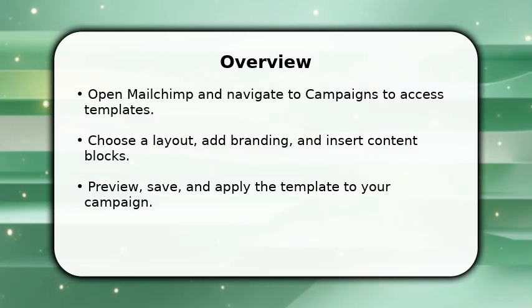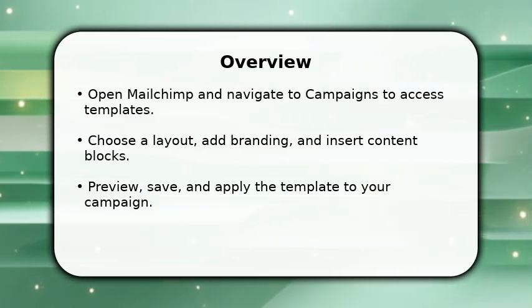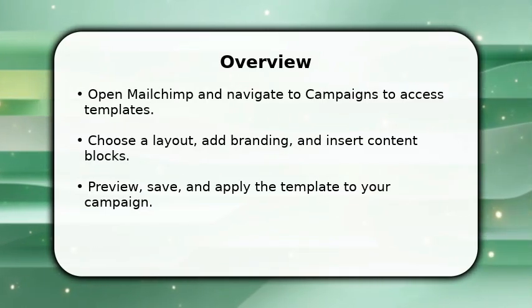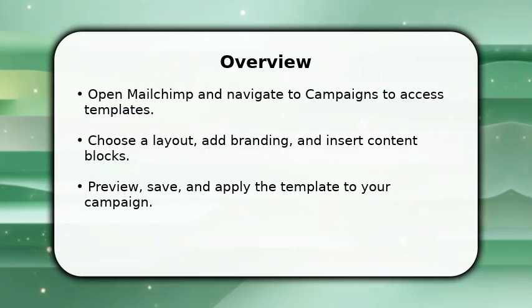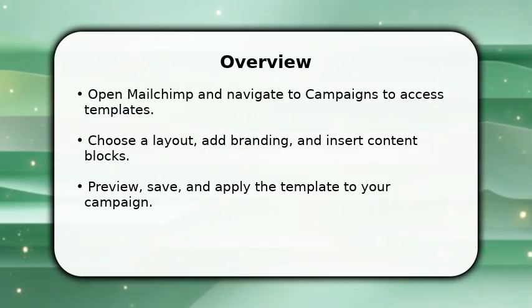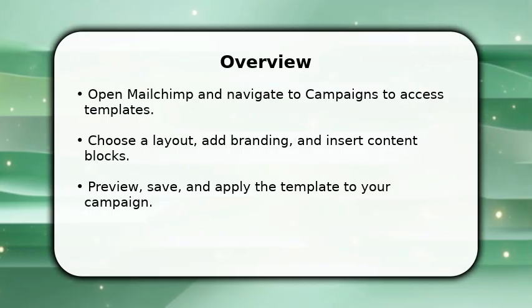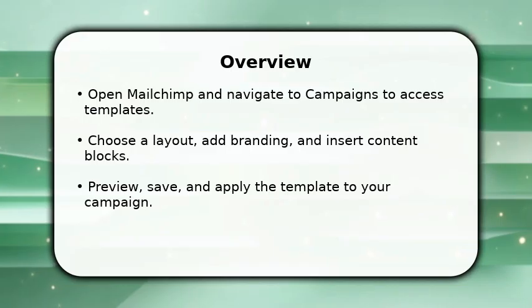Enjoy the video. In this video, I will explain how to make an email template in Mailchimp step by step. Open Mailchimp, click Campaigns, then choose Email Templates to begin building. Pick a layout, add your logo and brand colors, and insert content blocks for text, images, and buttons.